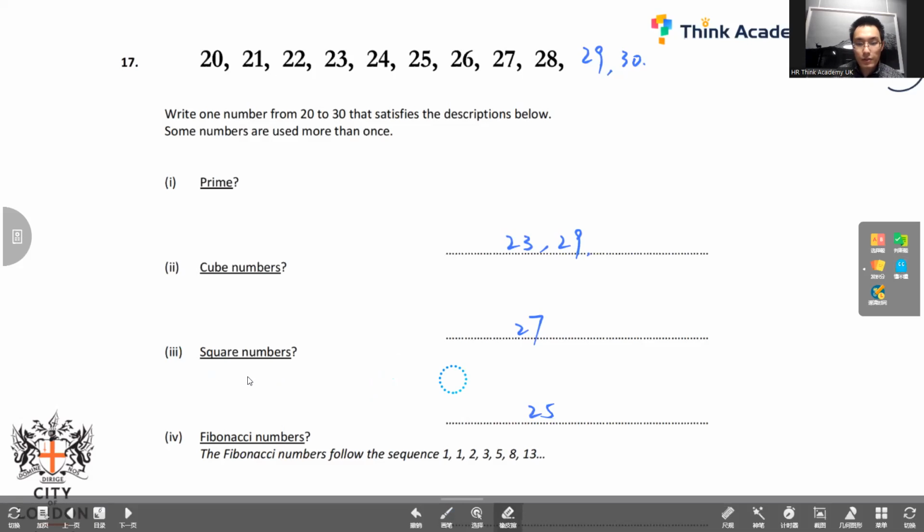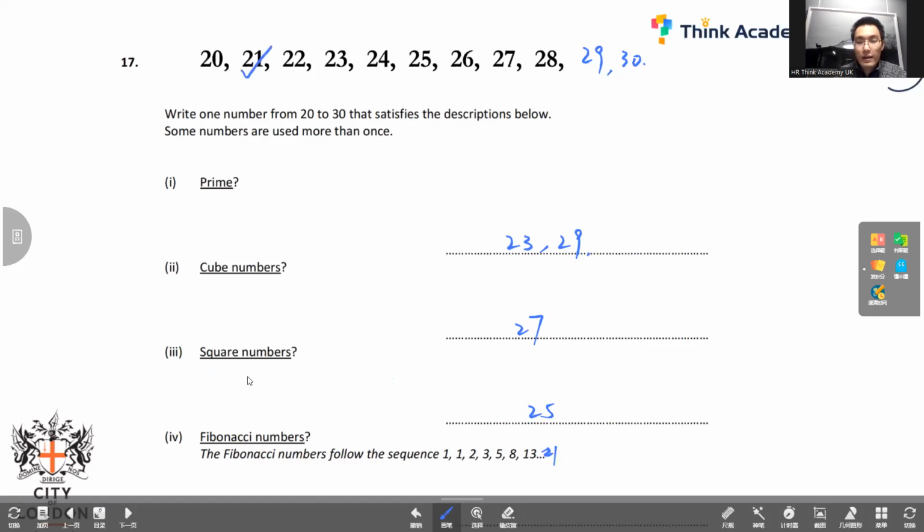And then Fibonacci numbers. Fibonacci is when you add numbers together. So the first 2 terms added up to give the third term. 1 plus 1 is 2. 1 plus 2 is 3. And then to get the next term after 13, we do 8 plus 13, which is 21. So 21 is a good answer.